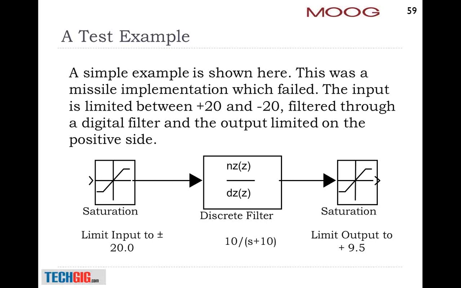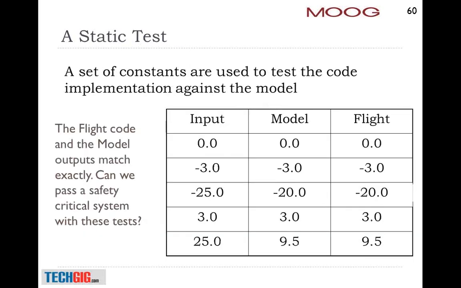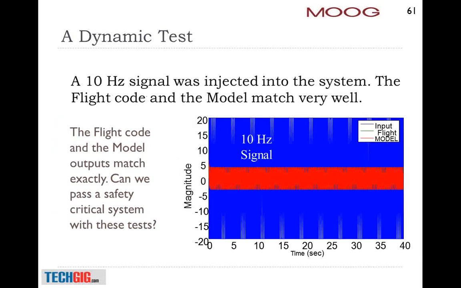And we designed a set of static tests to test it out. The input and the model were both excited by zeros. Zero is a very good input to test, and output was 0. No issues about that. The output was matching between the model and the code perfectly. So there were no issues in this. Now, is it sufficient for a safety critical system to be tested in this manner?